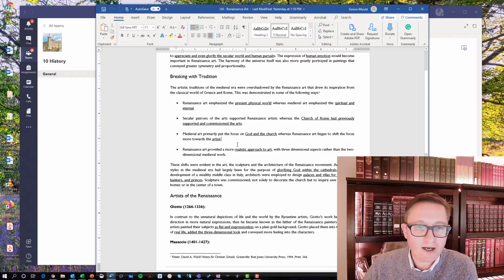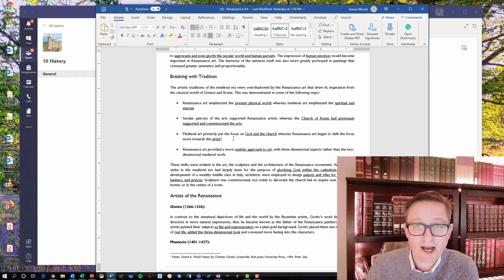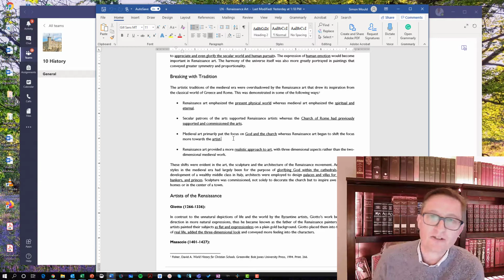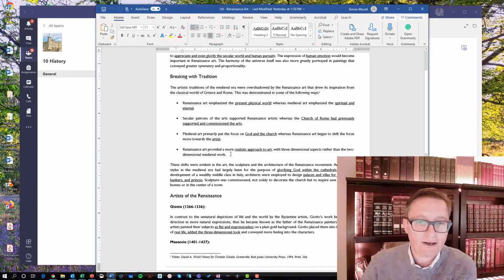Thirdly, medieval art primarily put the focus on God and the church, whereas the Renaissance began to shift the focus towards the artist, towards the human being, towards other people, and so it often becomes less spiritual. There's also a big focus on classical mythology, because we are returning to the age of Greece and Rome in our philosophy, and so you're going to see that in the art.